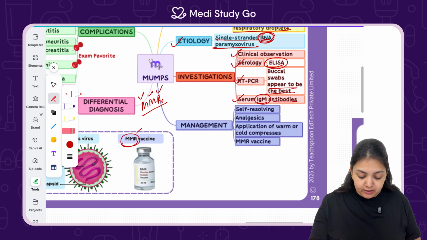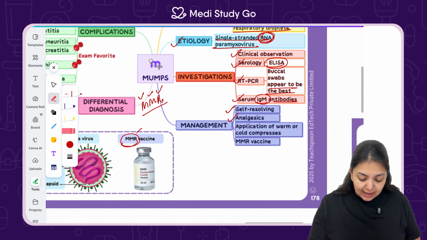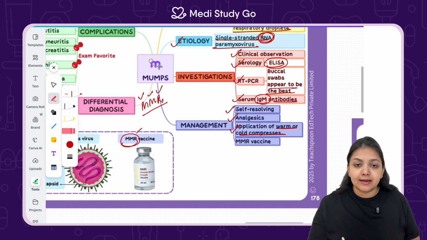For the treatment, there is going to be self-resolution of the infection because as the virus is going to be combated by the body, the load will decrease and the signs and symptoms will vanish. Other than that, we can give analgesics for whatever pain is present in the body or inflammation is there. Application of warm or cold compresses can be required according to the area and the type of the swelling and inflammation which is present. Lastly, MMR vaccine is given if the patient is deficient for that.